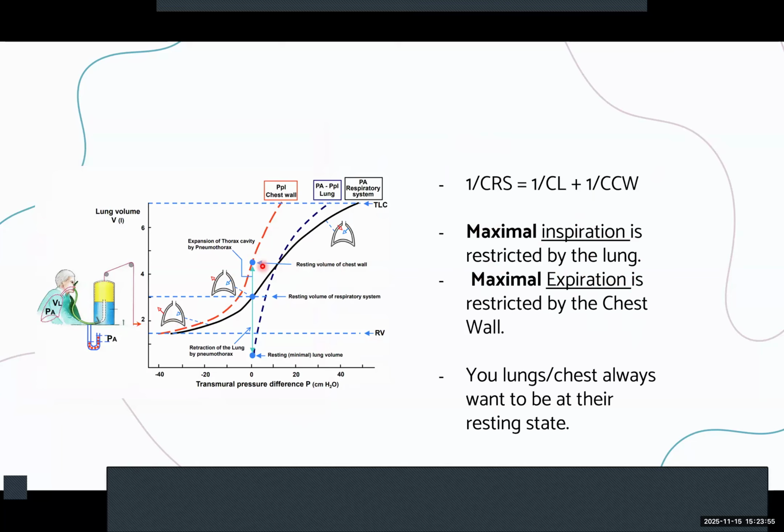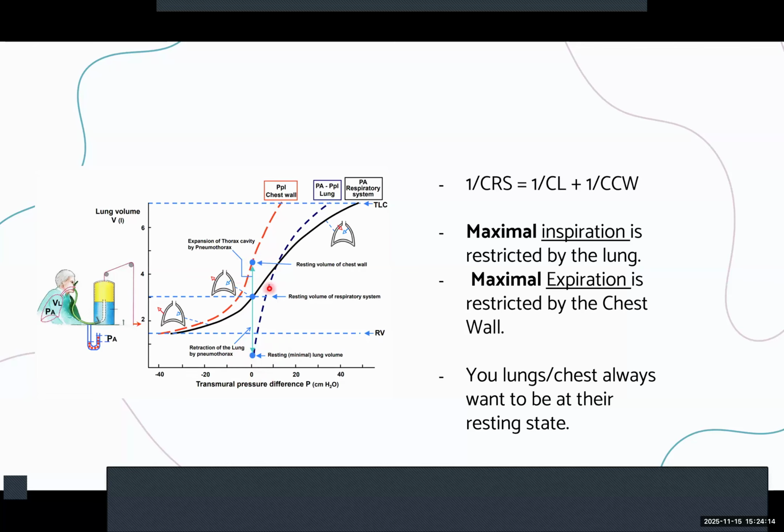This is because the normal FRC, or the resting point of the chest wall, is right here, the red dotted line and the blue circle there, which is approximately 5 liters. And the resting point for the lungs is below residual volume, which is at around 300 milliliters. I think it's best to know that this is 300 milliliters.